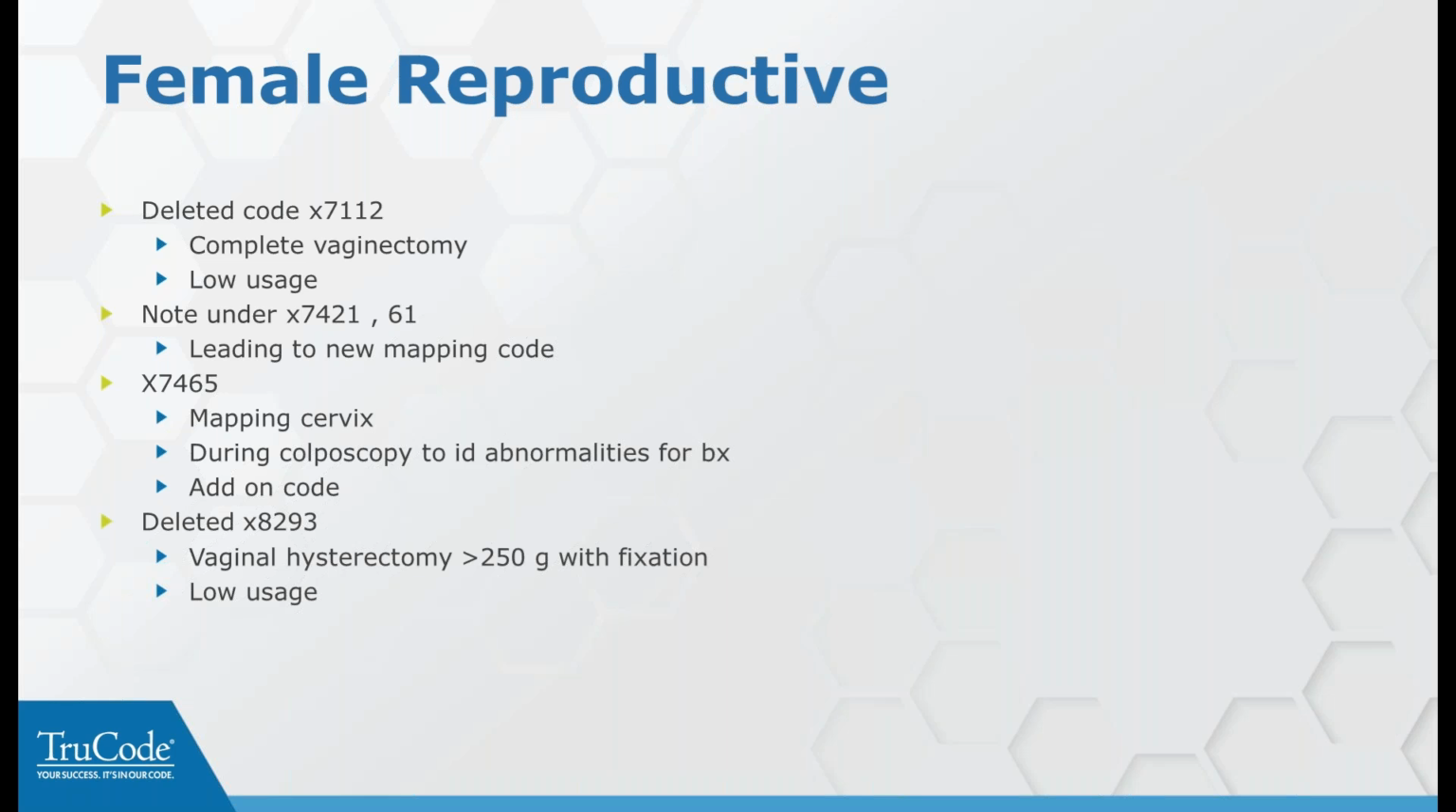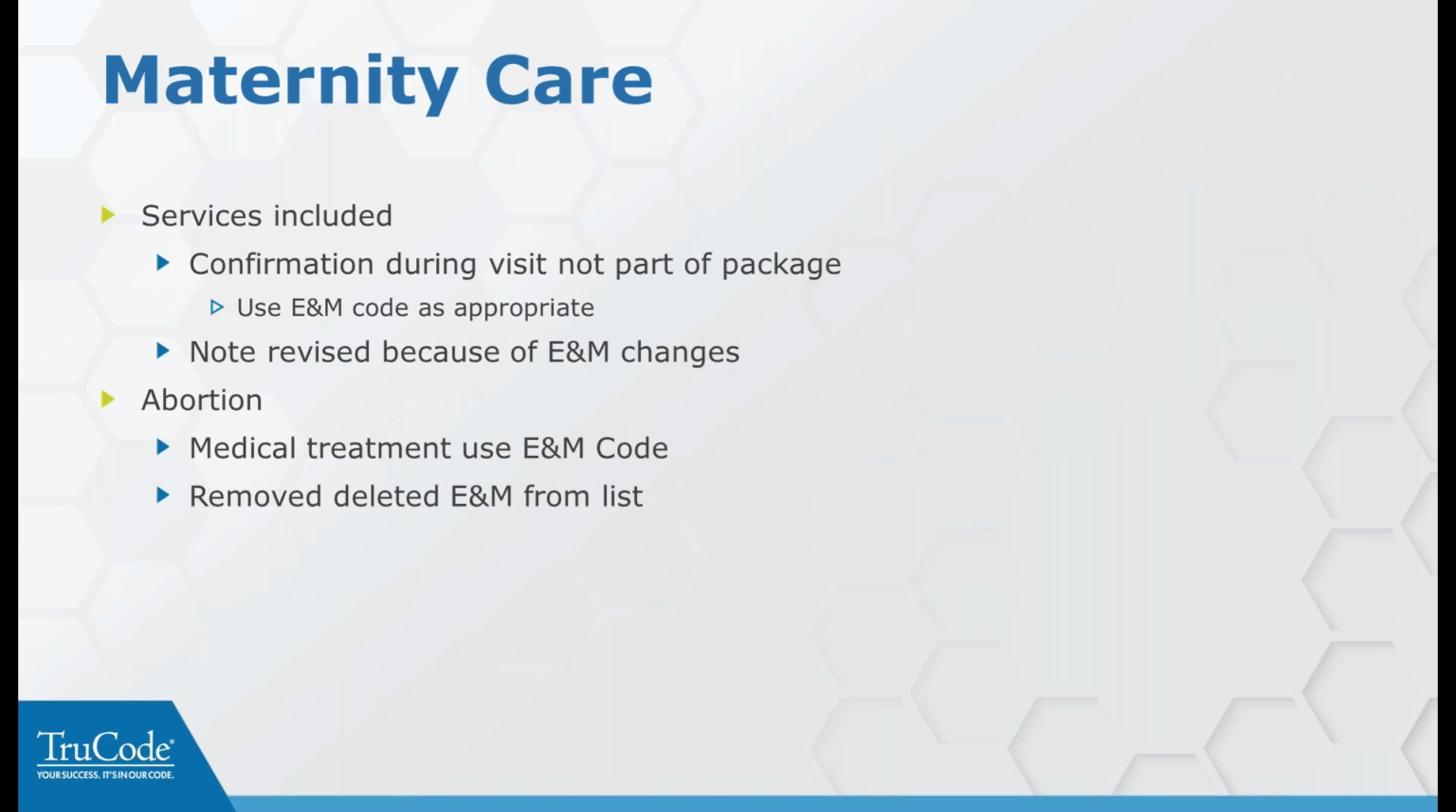One more deleted code in this area, vaginal hysterectomy greater than 250 grams with fixation. There are other codes that have the same kind of terminology, but this one was used very limitedly, so they just took it out. And with maternity care, they just reminded us that because it is a package concept, the time when the person comes in to get a confirmation, or at a different visit where maybe the patient is sick a lot and they do a pregnancy test and say, oh my gosh, you're pregnant, that doesn't start the actual package. You don't start the package of pregnancy care until the person comes in for their initial history and physical, not confirming the pregnancy, but when they first say, okay, now you're pregnant, what are we going to do next? That kind of thing.